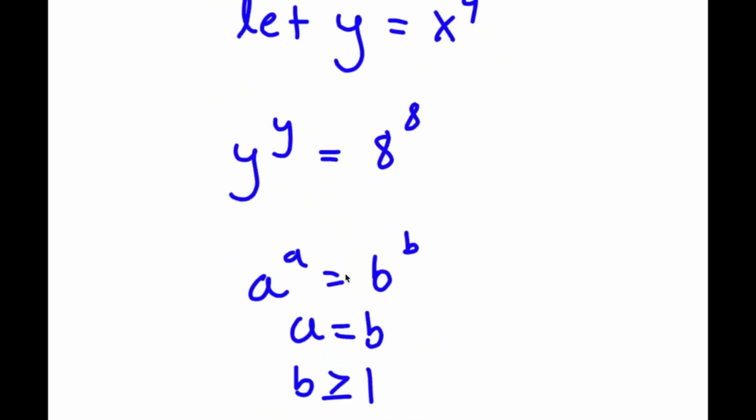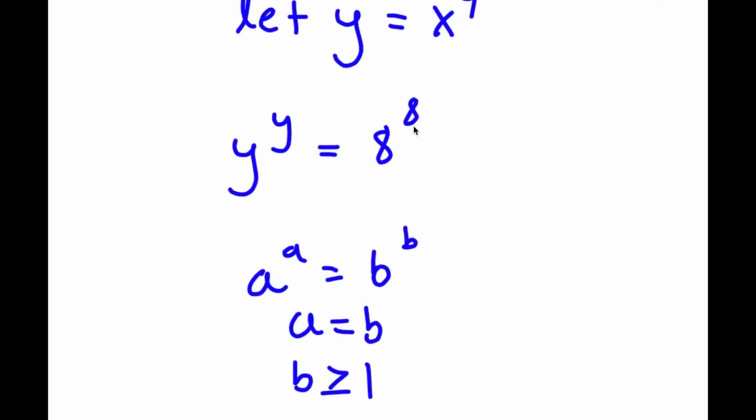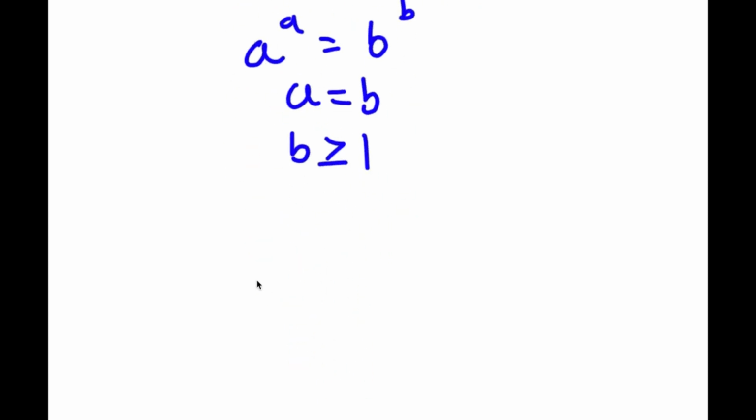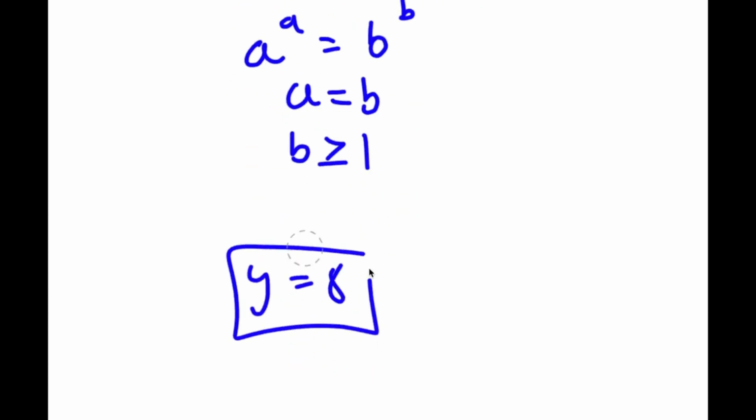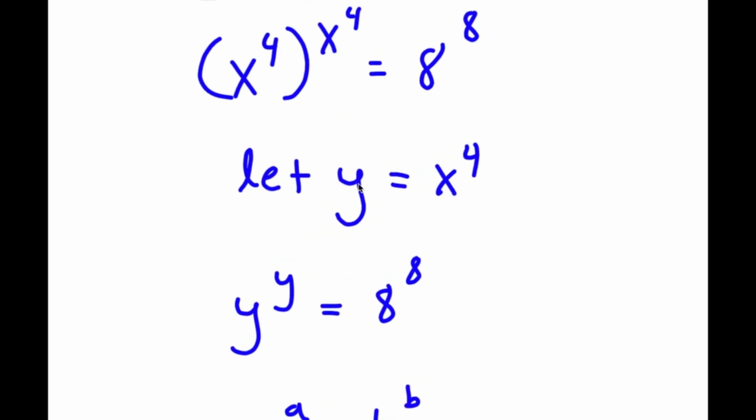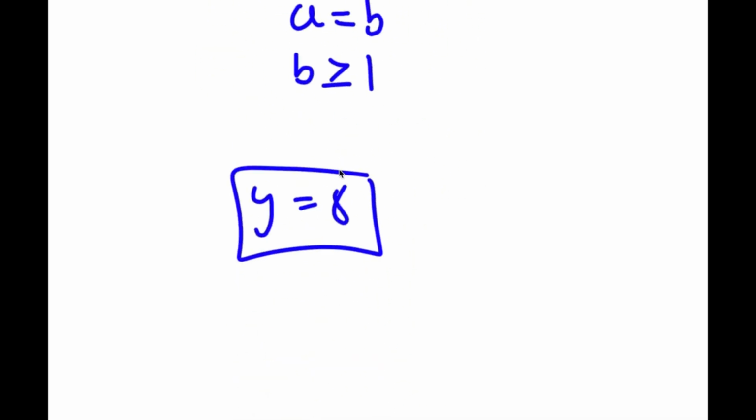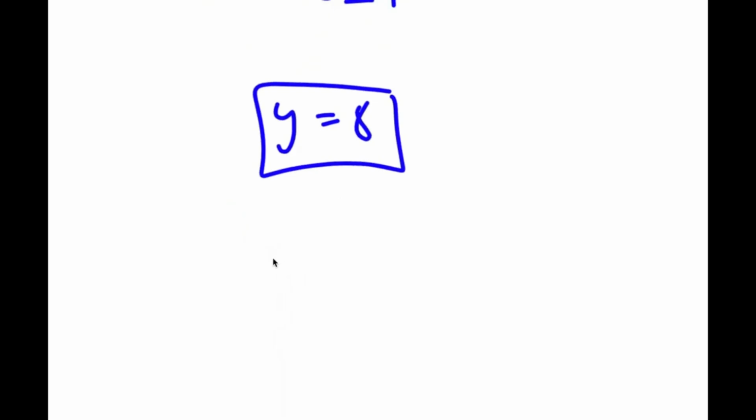So in this case, I have y to the power of y equals 8 to the power of 8, and as you can see, a is greater than or equal to 1, meaning I could write this in the form a equals 8 or y equals 8. So remember how we set y equal to x to the power of 4, meaning I have x to the power of 4 is equal to 8.